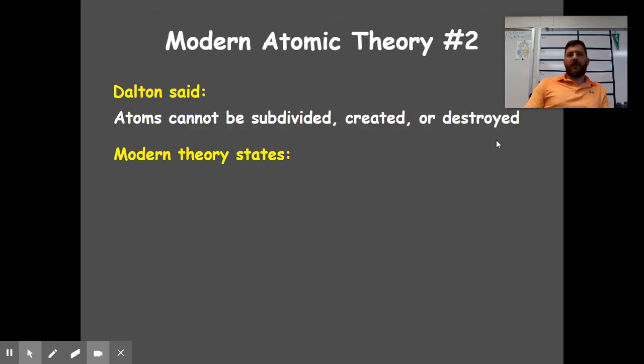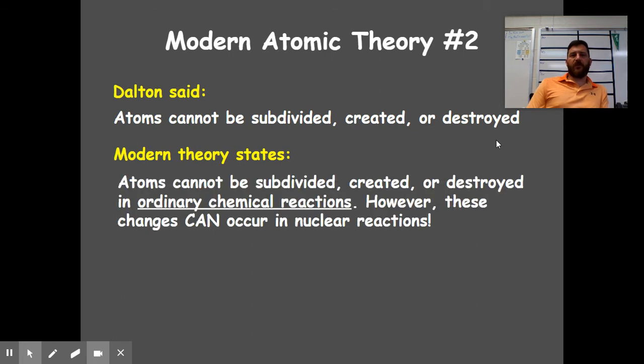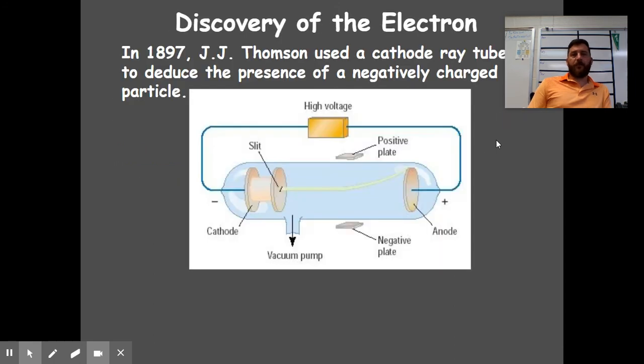Number 2, he said that atoms cannot be subdivided, created, nor destroyed. Our modern theory, because of technology and advancements, and the more we know about science, the more we can improve on it, says that atoms cannot be created nor destroyed in ordinary chemical reactions. If we're talking about a nuclear reaction, this can happen, but they didn't know about this when Dalton's theory came out.